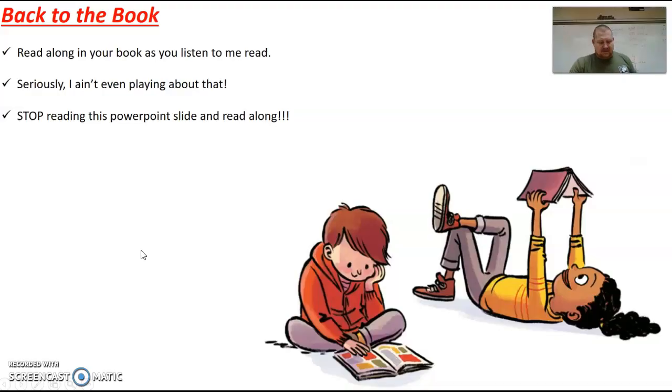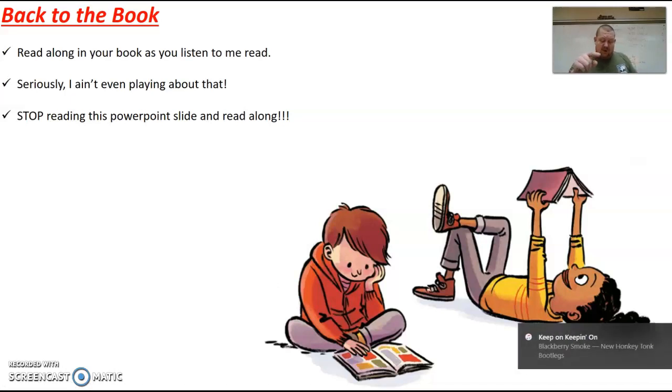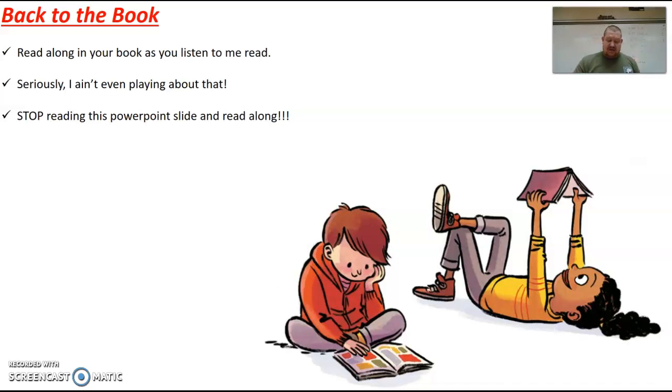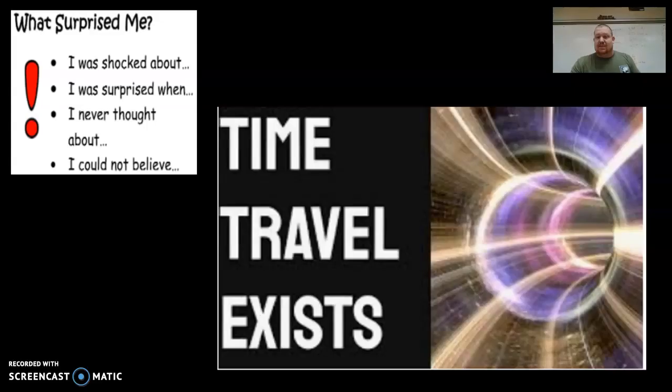Oops, too far. Back to the book. As physicists delved deeper, they realized they had found a world where not only could electrons jump from one orbit to another without traveling across any intervening space, but matter could pop into existence from nothing at all. So I'm like, time travel exists, right? Time travel exists. I just proved it. So it says jump from one orbit to another without traveling across any intervening space. It's like a wormhole, but matter could pop into existence from nothing at all.